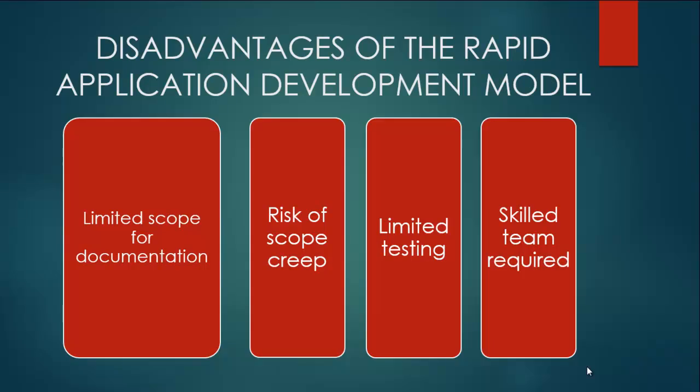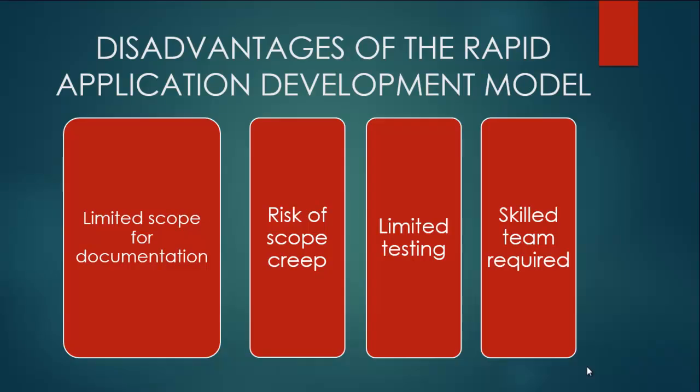The very first disadvantage is it has limited scope for documentation. The RAD model prioritizes working software over documentation, which makes it difficult to maintain and support in the long run, particularly if the team members are no longer on ground. Then it has the risk of scope creep. What do we mean by the risk of scope creep? The emphasis on flexibility and customers' involvement can lead to scope creep, where the project expands beyond its original scope.